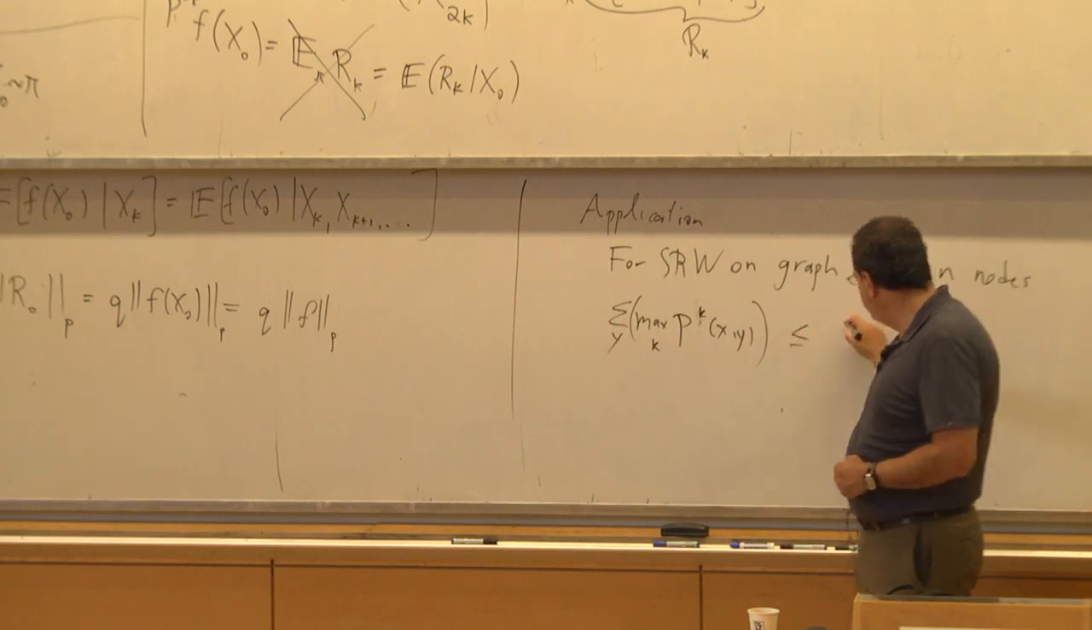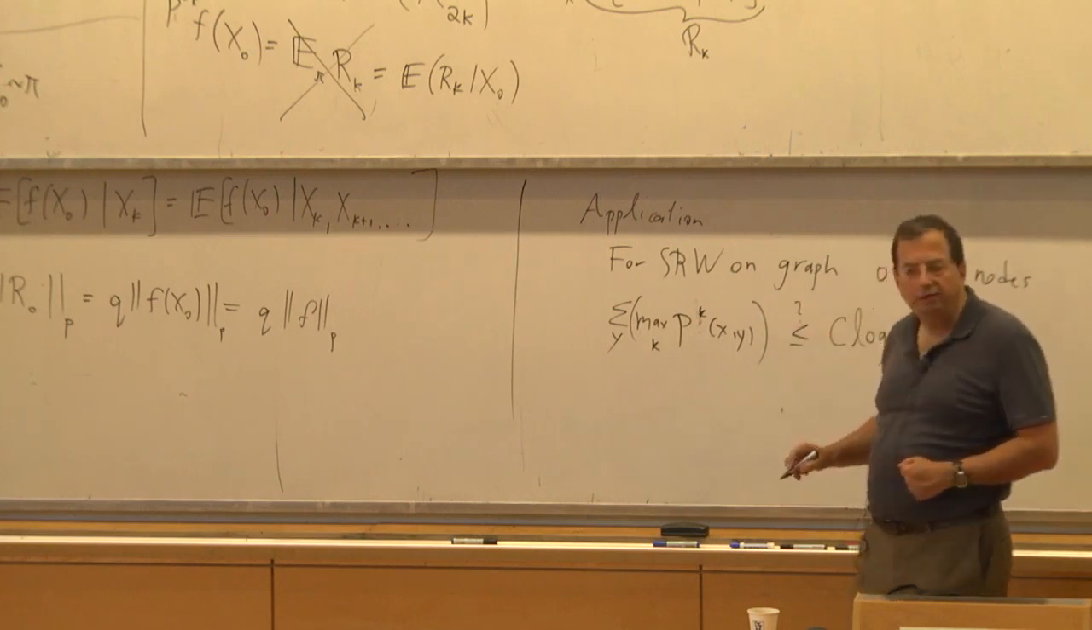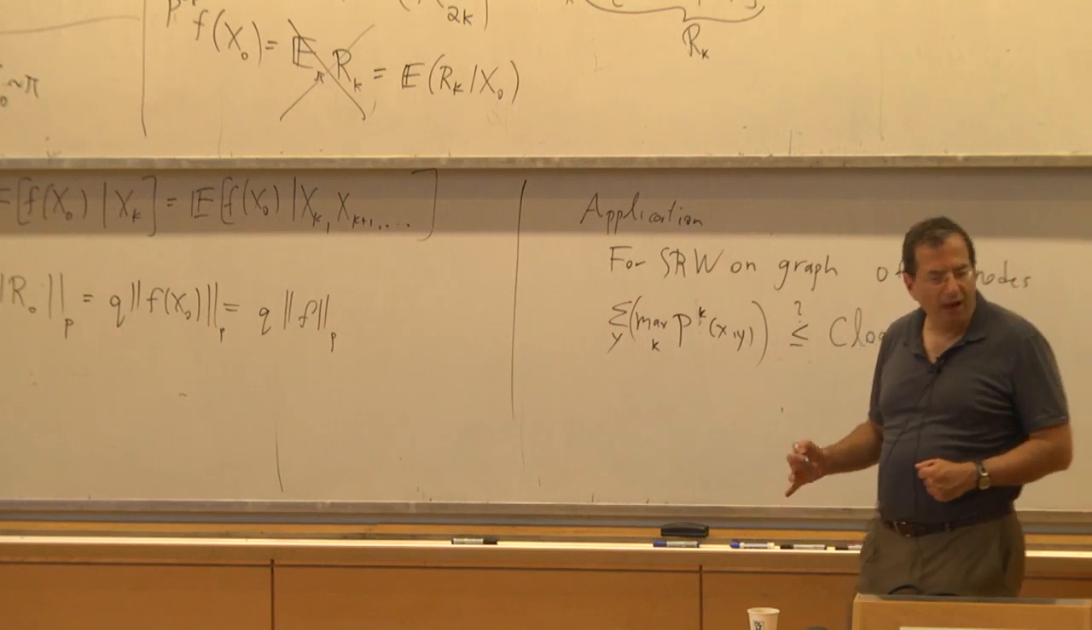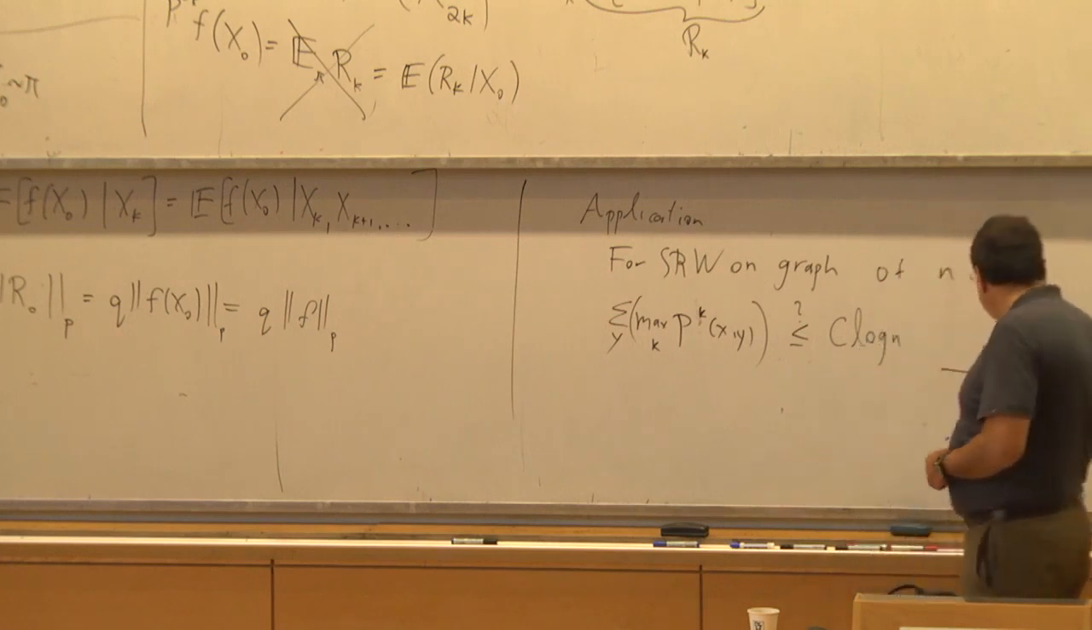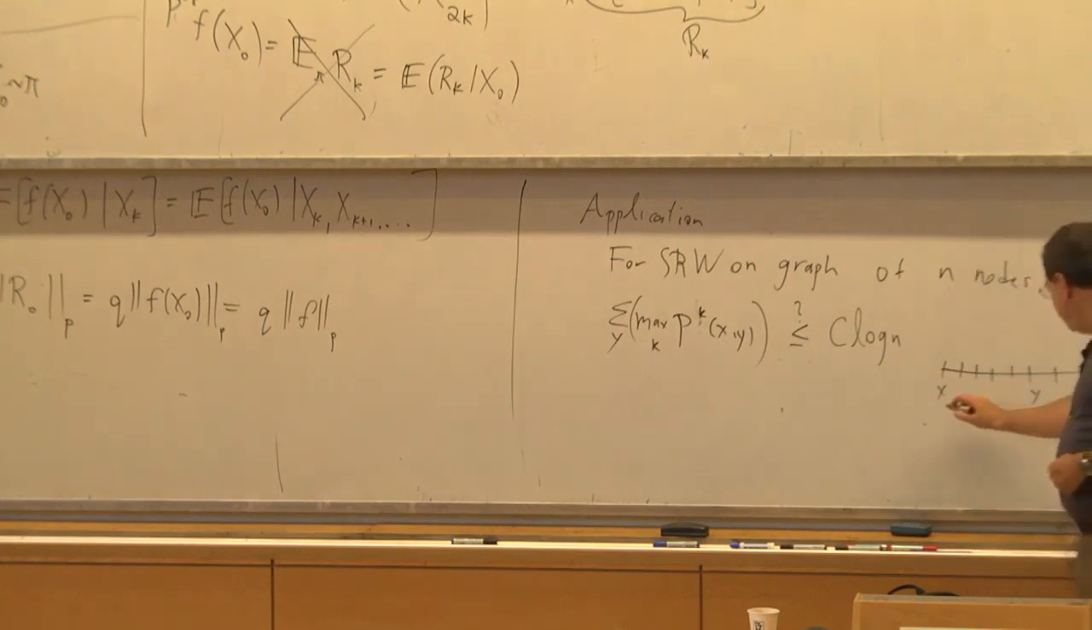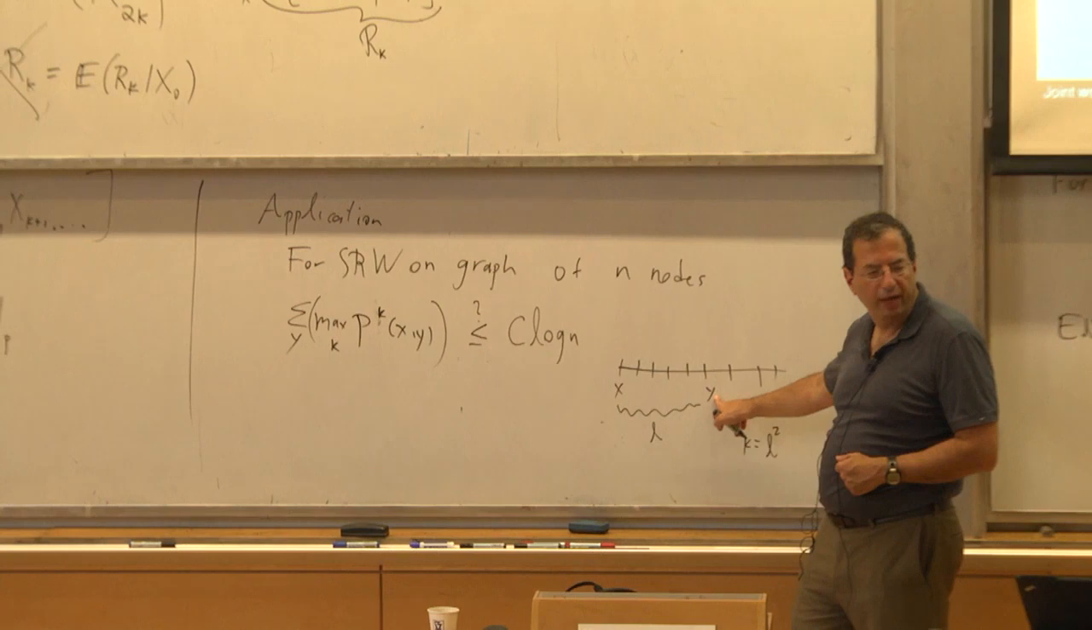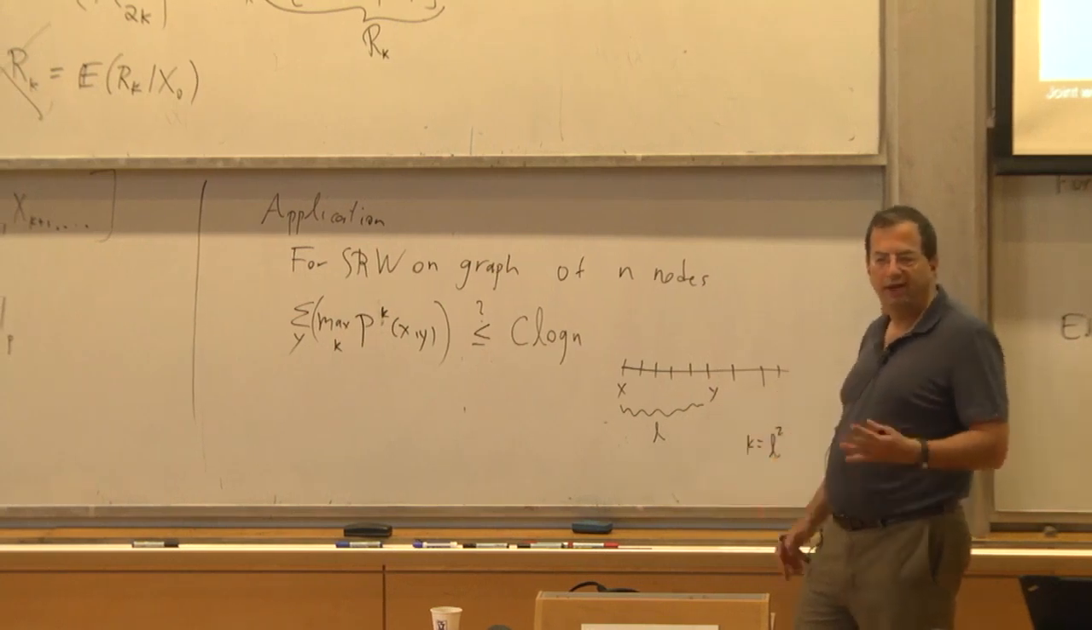And what David Aldous conjectured is that this is bounded by a constant times log n, a universal constant that doesn't depend on the graph, and the extreme case is a cycle or a path. So if you have a path, here is x, here is y. If the distance is some number L, then at time k equal to L squared, the probability to go from x to y is about 1 over L. And that's the order of the max.